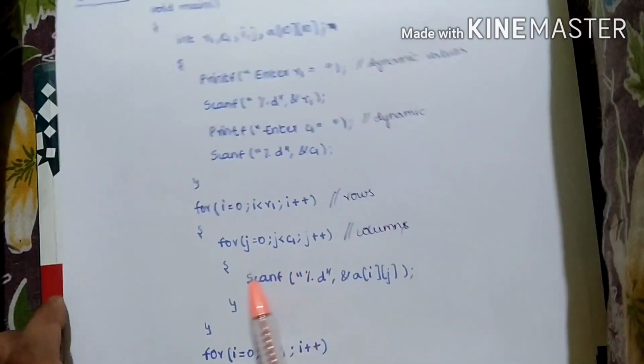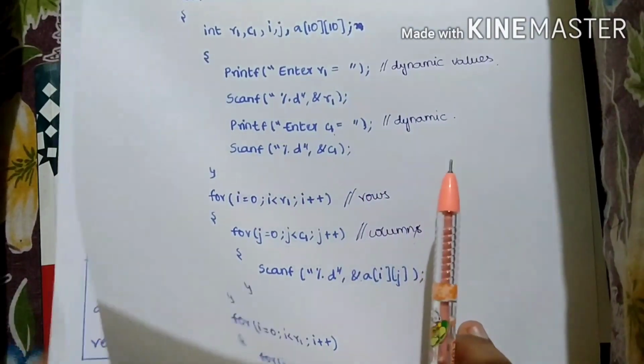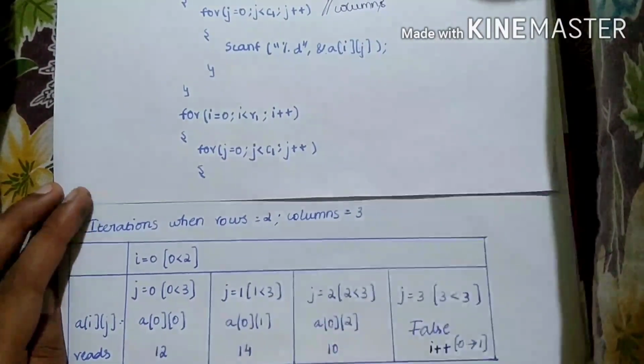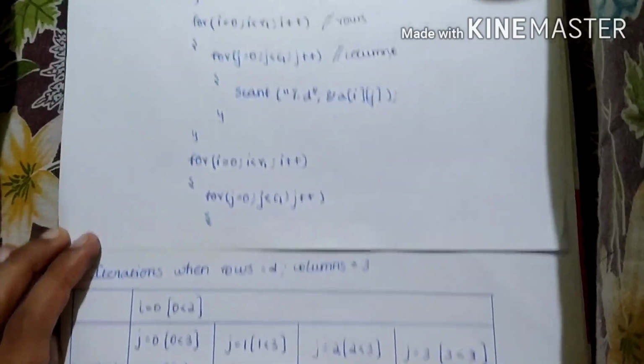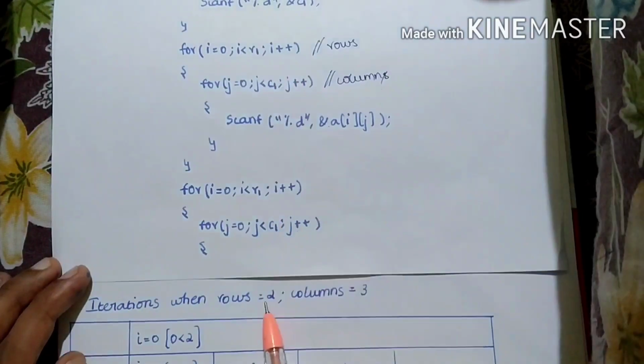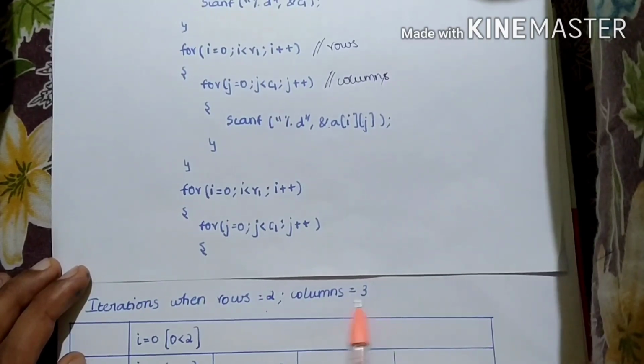So we'll compare this loop and explain the iterations, so you'll get more clarity about that. Here are the iterations. Let's see the loop first. This is the loop for rows. I am entering number of rows as 2 and number of columns as 3. These are dynamic values. You can enter any of your choice.